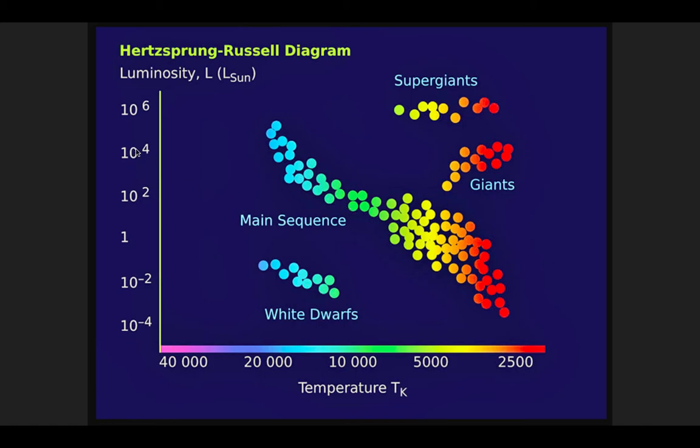10 to the fourth means it's 10 to the fourth times brighter than our star. So that would be really, really bright. 10 to the 6, even brighter. But the opposite way, 10 to a negative power, means that they're going to get not as bright. And same thing here, okay?